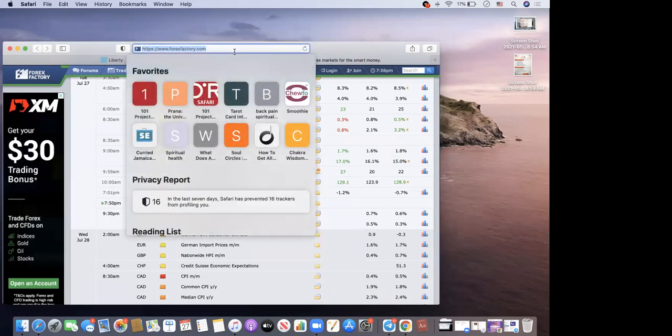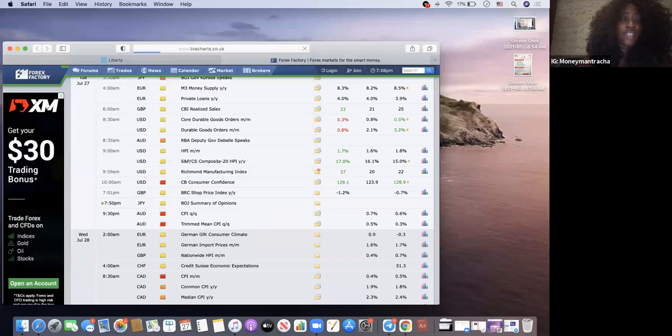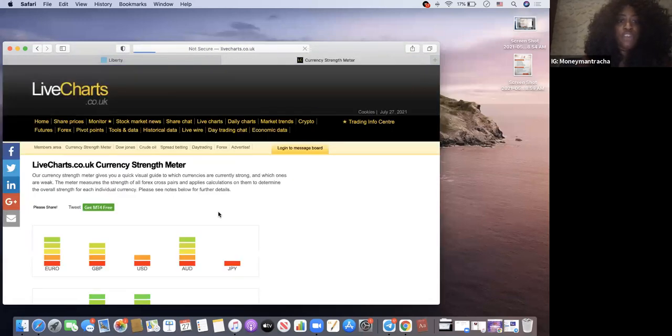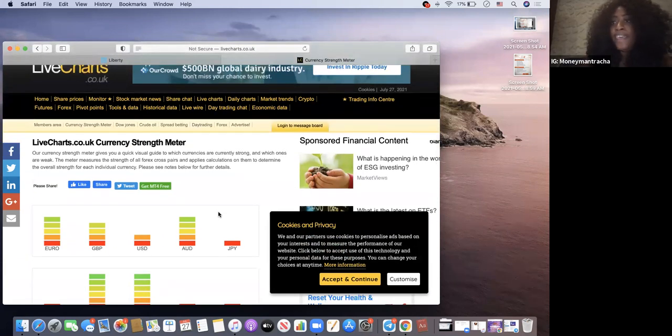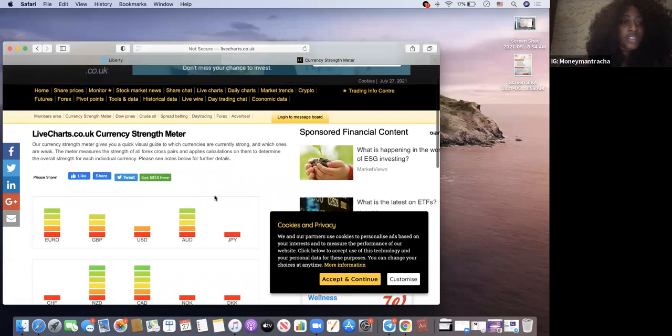Step 2, I'm just going to check live charts really quickly, even though this isn't HFX. You do kind of, again, want to know which currency pair should I be leaning toward? What's the market looking like? Is it more on a buying trend? Is it more on a selling trend? Is it consolidating? So let's see.